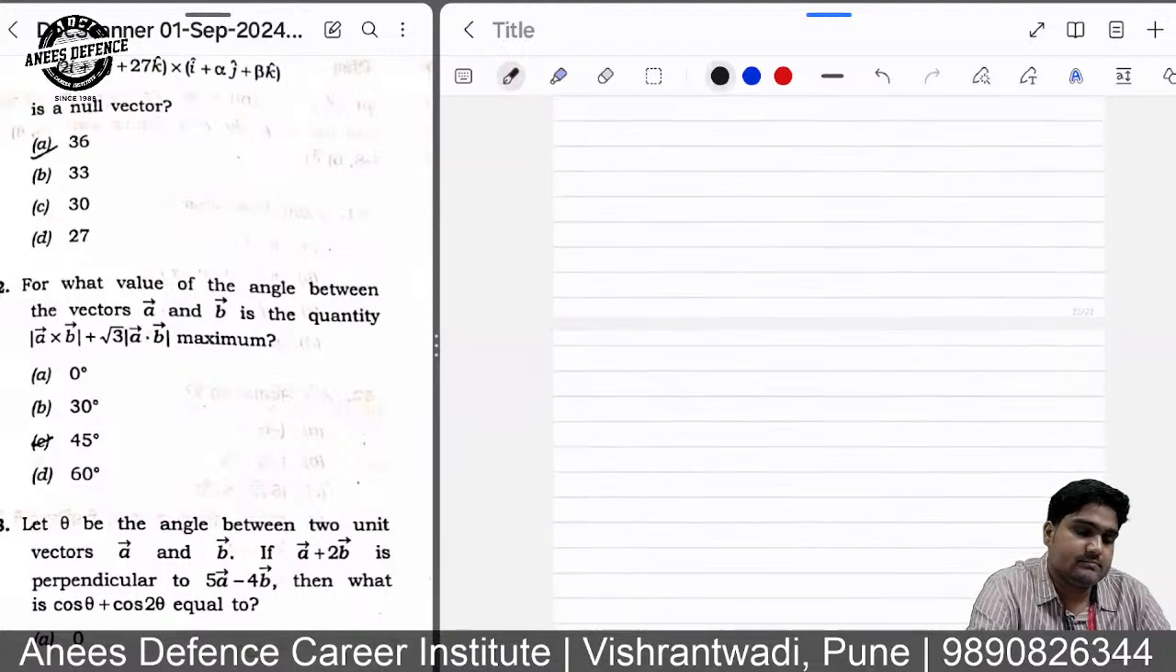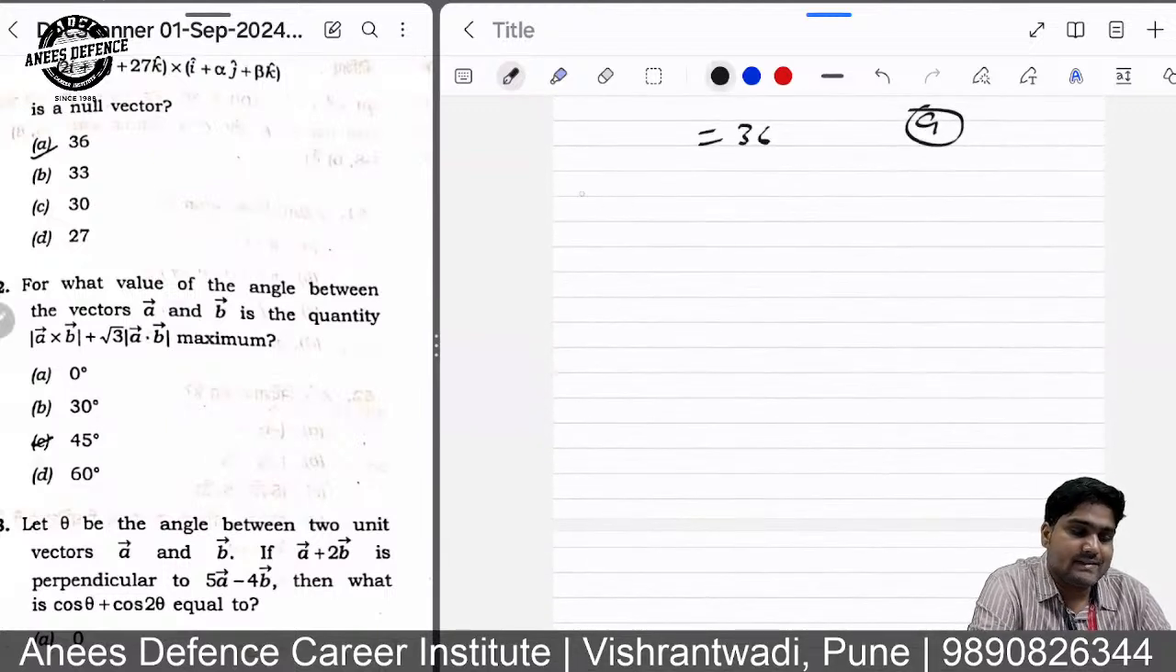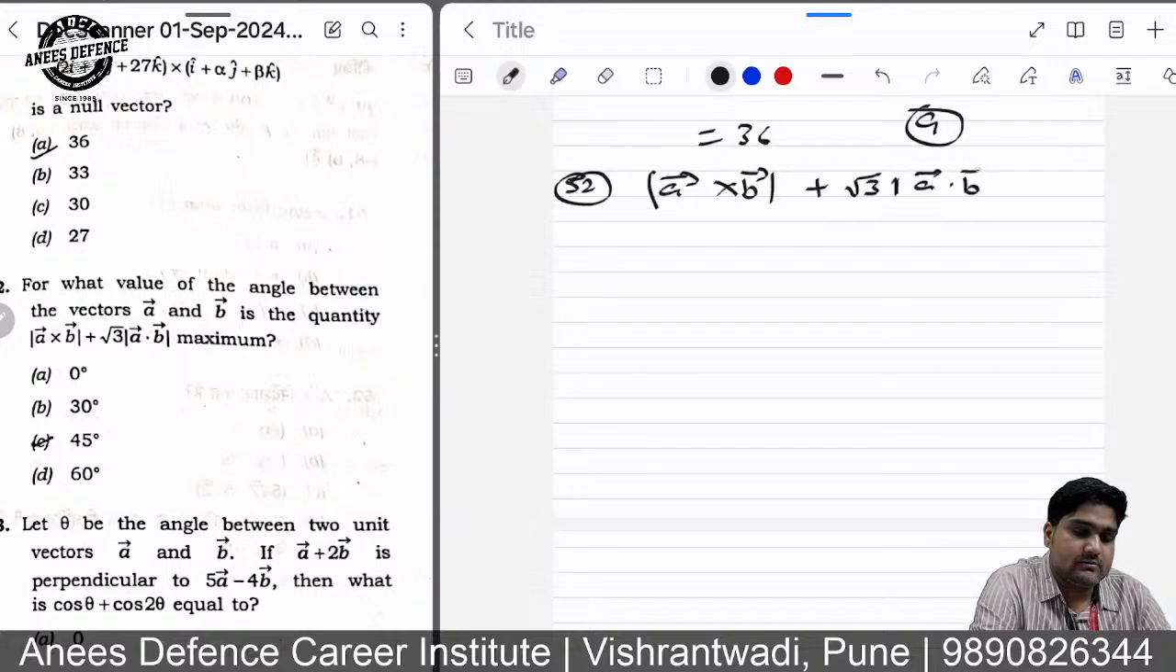In this question, we need to calculate the maximum value of the expression magnitude of A cross B plus root 3 times A dot B. We know the formula of magnitude of A cross B is magnitude of A, magnitude of B sine theta. And A dot B is magnitude of A, magnitude of B cos theta. So we can take common magnitude of A, magnitude of B. So it's sine theta plus root 3 times cos theta.